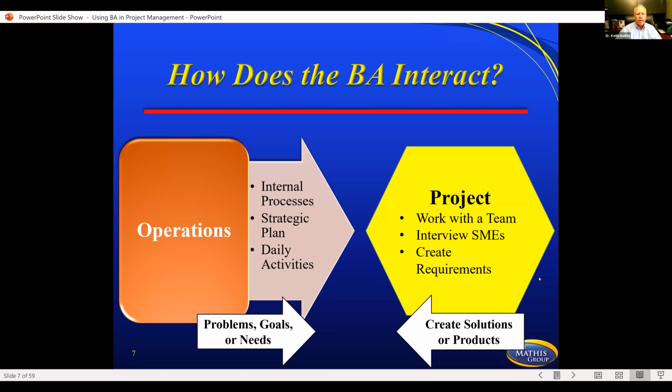So where's the BA in all of this? Well, your BA is right here in the center, because your BA is grabbing the side of the operations people or your customer side, and they're grabbing the side of the project, and they're helping blend them together. So it's a very powerful role and a very needed role, especially for some of the larger projects.